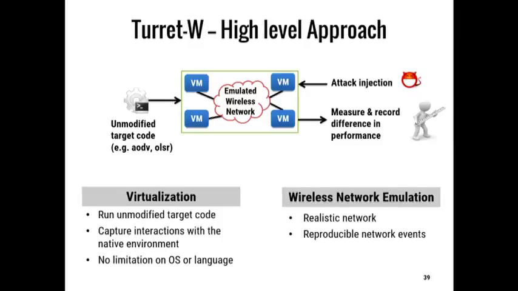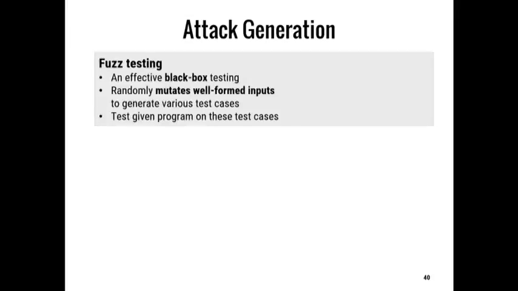On the other hand, wireless network emulation provides a realistic network which has the capability of reproducing network events. So now the question you can ask is, how are we generating different types of attacks? Our approach is based on fuzz testing, which is shown to be a very effective black box testing. It randomly mutates some well-formed inputs to create various test cases, and then tests the given program on these test cases.